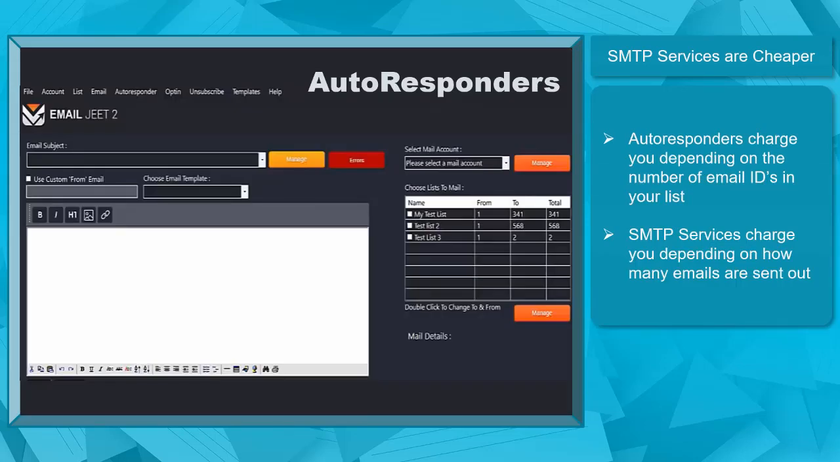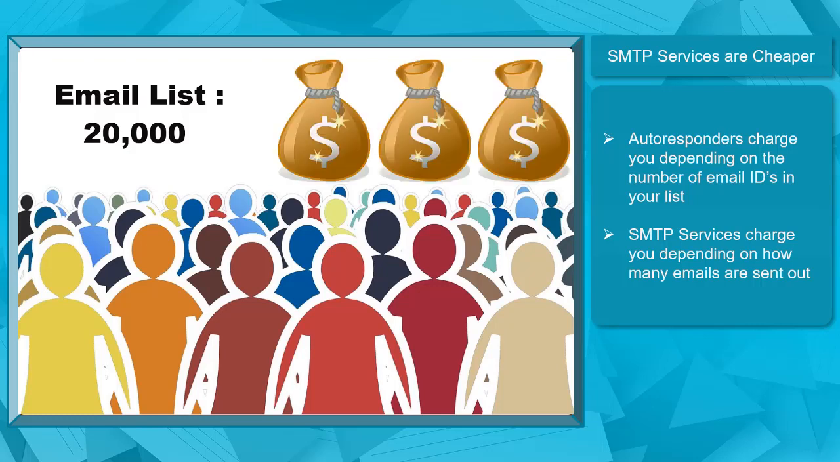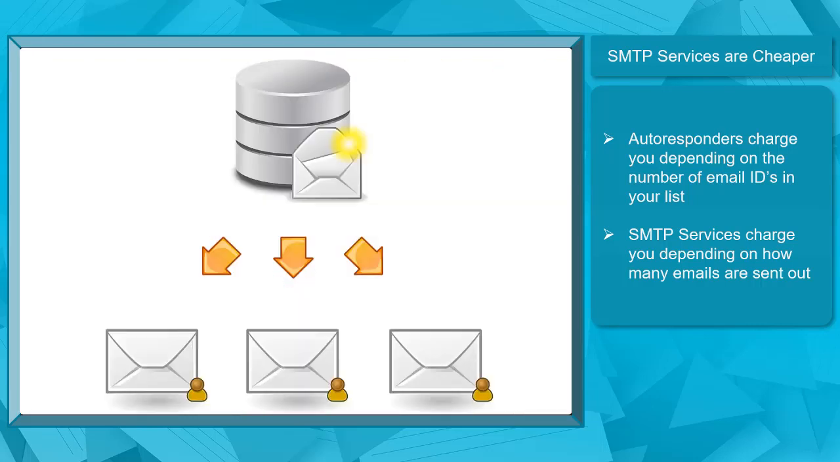Autoresponders typically charge you by the number of email IDs in your list. If you have 5,000 people in your list, you're going to pay a certain amount of money for that number of people. And if you have more than 5,000 people in your list, like 20,000 email IDs, then you're going to pay more. For SMTP services, you're only charged by the number of emails you send out. So you can make use of SMTP services in addition to the autoresponder that you have.